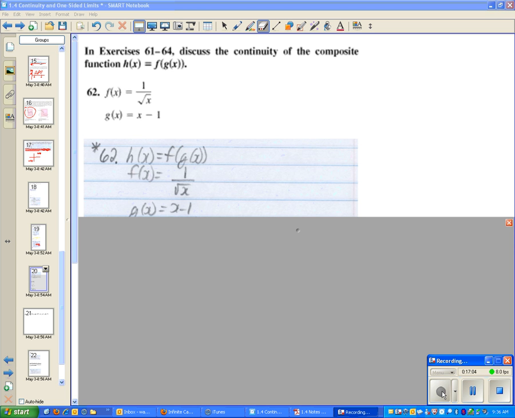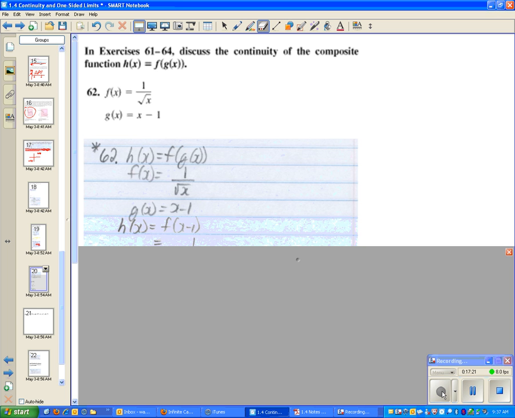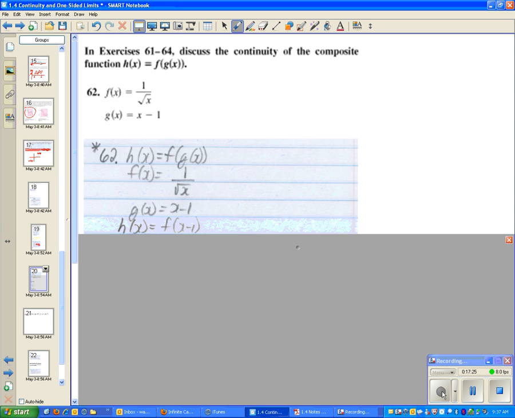So if h of x is supposed to be f of g of x, and f of x equals 1 over the square root of x, and g of x equals x minus 1, okay? Now, h of x equals f of g of x, right? They tell us that.